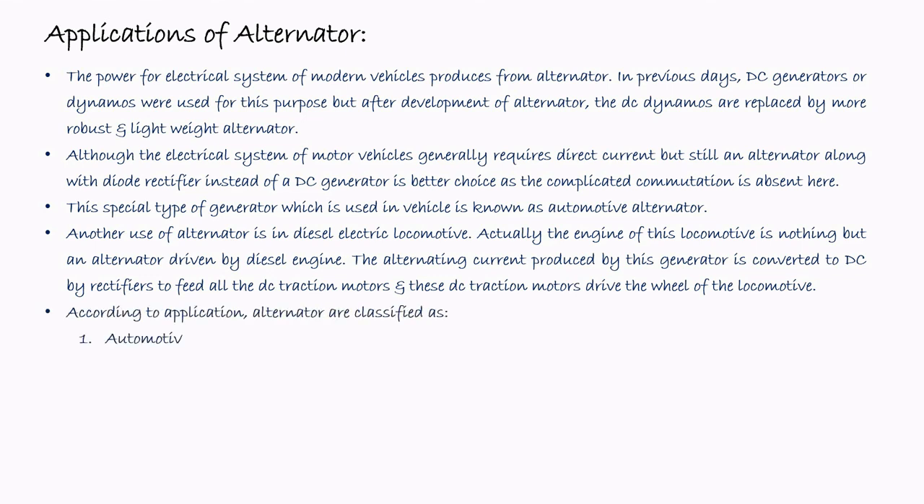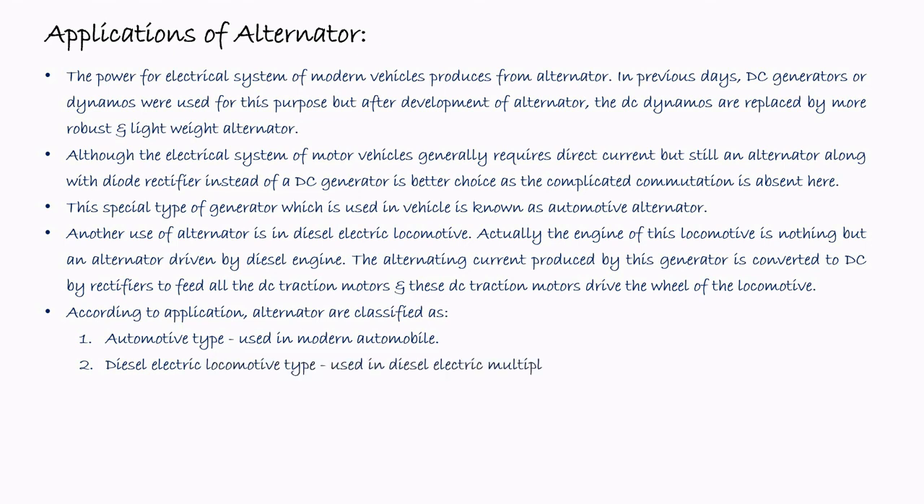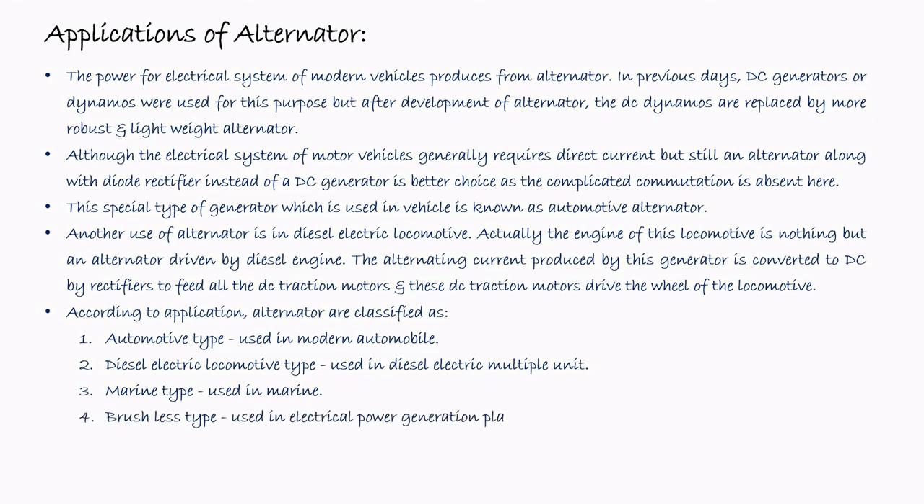According to the applications, the alternators are classified as automotive type, that is used in modern automobiles. Diesel electric locomotive type, which is used with the diesel engine, that means the locomotives. Marine type, which is used in the submarines, the marine applications. Brushless type, which is used in electrical power generation plants as the main source of the power.